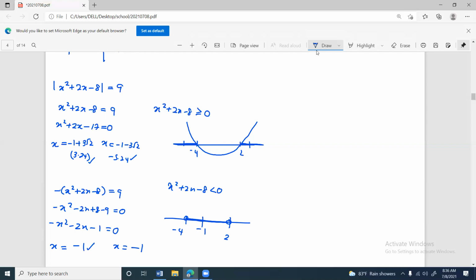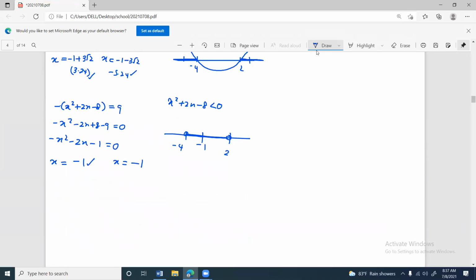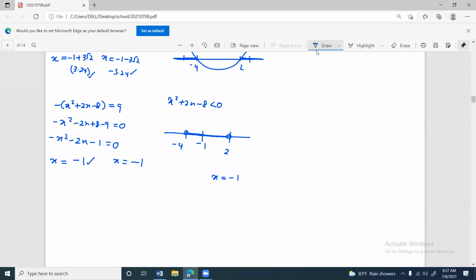Now you can see that there are only 3 intersections. Here one intersection, here one intersection, and here there is another intersection. So with that you can write the solutions as x equals -1, x equals -1 plus 3 root 2, and the other one is x equals -1 minus 3 root 2. Those are the solutions for this quadratic inequality. Right? That is how it comes. That is how we need to do this kind of question.